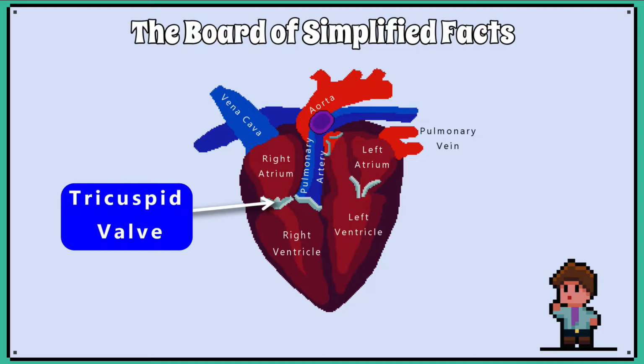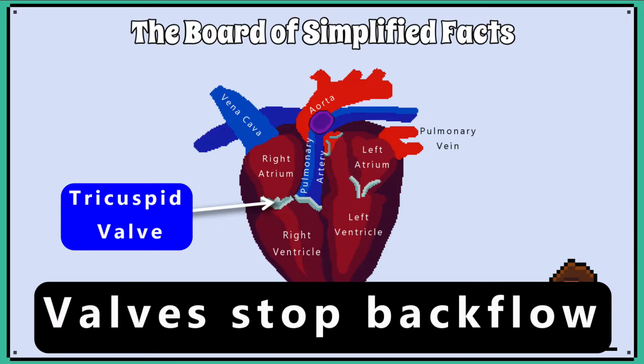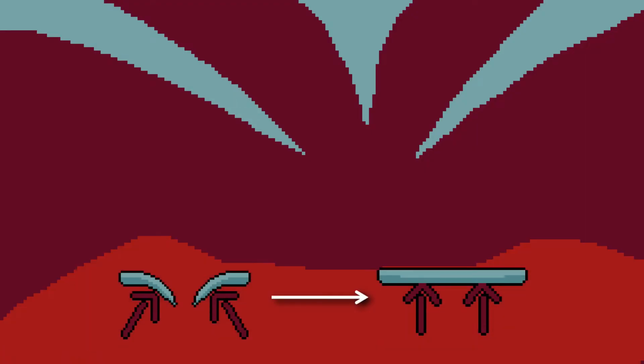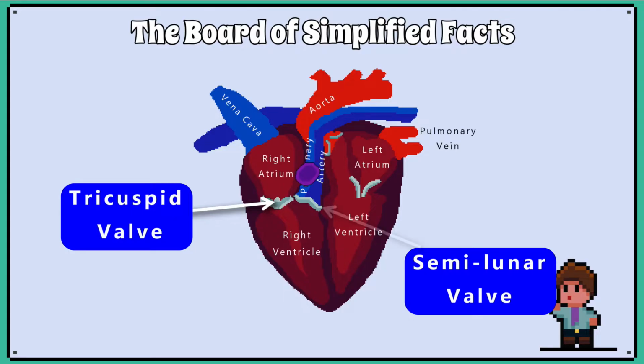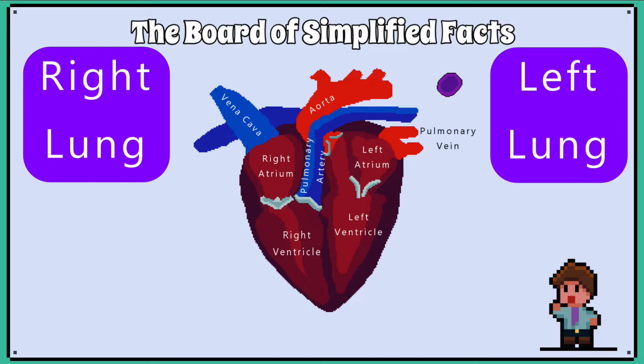The tricuspid valve between the right atrium and the right ventricle stops the blood from flowing back into the right atrium. Valves stop backflow, meaning they only let blood travel in one direction. The tricuspid valve shape means that when the blood pushes against the flaps, they shut and close the path between the right atrium and right ventricle. The same is true of the semilunar valve of the pulmonary artery. It stops the backflow of blood so that all the blood from the right ventricle travels up the pulmonary artery, where it splits to either the right or left lung.